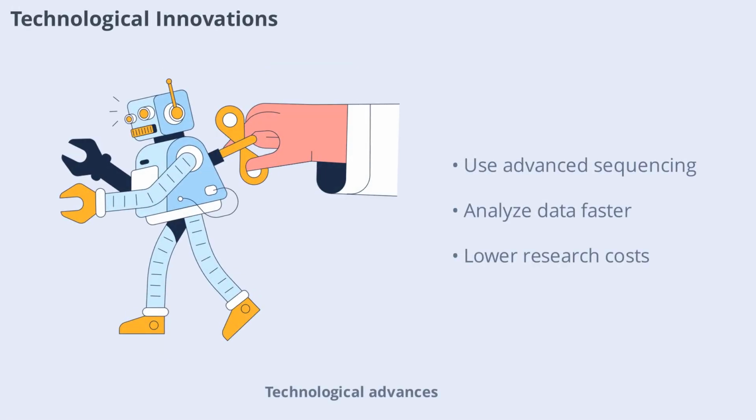Technological advances such as next-generation sequencing and high-throughput genotyping have fueled the growth of GWAS. These innovations make it possible to analyze more genetic data faster and at lower cost. As technology continues to evolve, the potential for new discoveries in genetics expands.